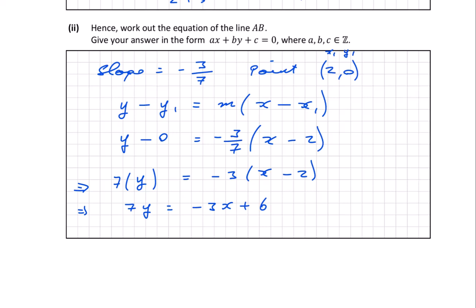Now we have to give the equation in this format here, so I'm going to bring everything over to the left hand side. So I'm going to take the -3x and add 3x to both sides, so it'll give me 3x on this side. I'll have the plus 7y. I'm also going to subtract 6 from both sides, so I'll have minus 6 on this side, and because I added 3x and subtracted 6, I'll end up with 0 on the right hand side. So that's my answer. This is the equation of that line.